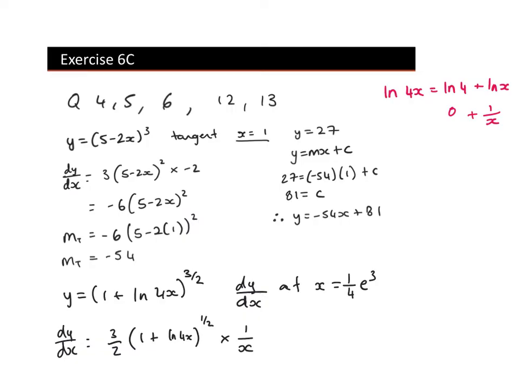Okay? So then, this becomes 3 over 2x multiplied by 1 plus ln 4x to the power of a half. Okay? What do I do? Substitute in. So now you've done that, now you can substitute in. The ln and the e's are going to cancel, rearrange, it'll be pretty. Okay then, perfect.